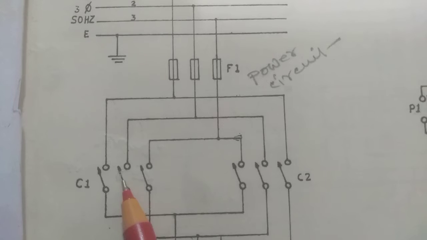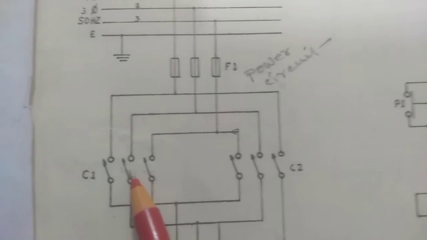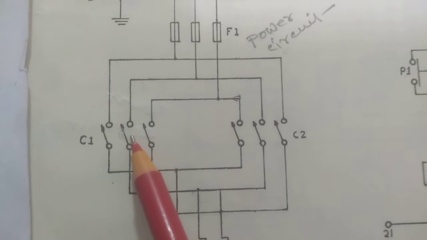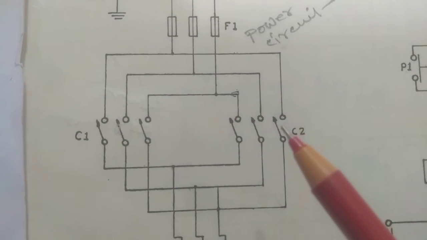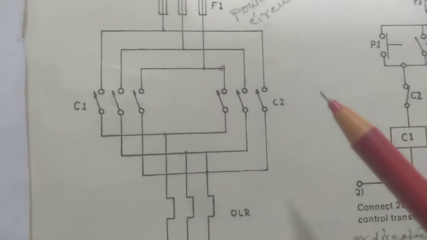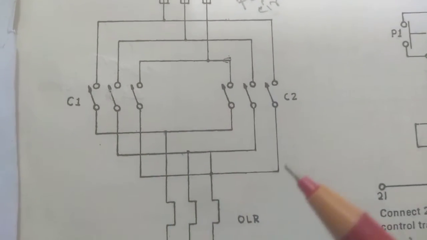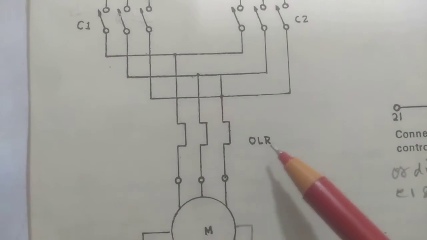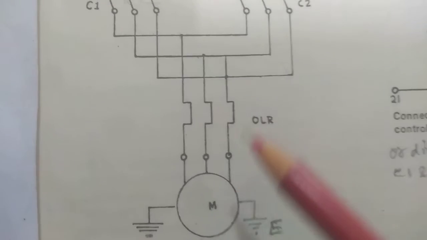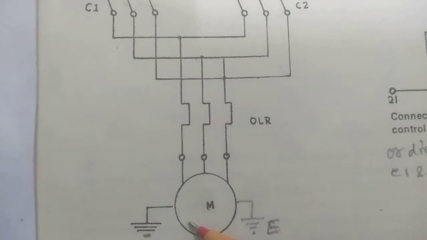This is as per current flowing capacity and no volt coil capacity as per here 415 volt or 110 volt, or a transformer put here, 24 volt to 110 volt maybe. This is an overload relay. When the motor is overloaded, the overload trip here and motor off.